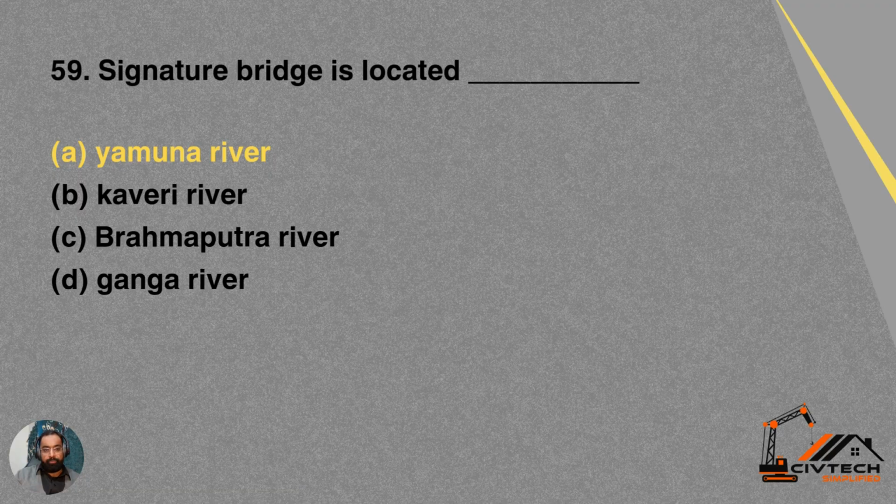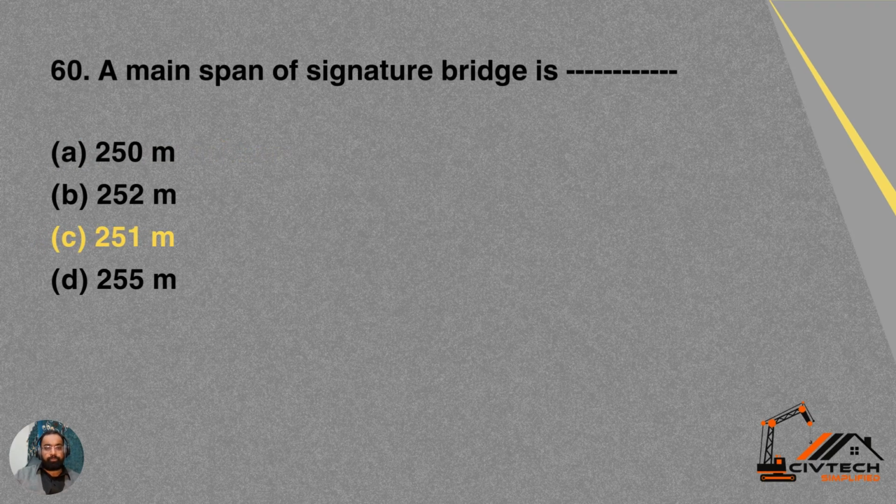Question 59. Signature Bridge is located in. Signature Bridge is located at which river? Option A, Yamuna River. Option B, Kaveri River. Option C, Brahmaputra River. And option D, Ganga River. So A is the correct answer. The Signature Bridge is located at Yamuna River. A is the correct answer for this question.